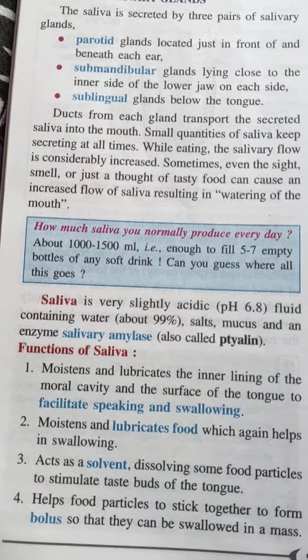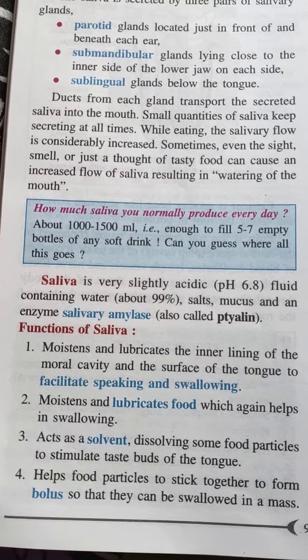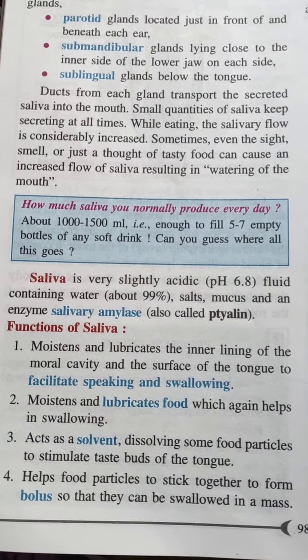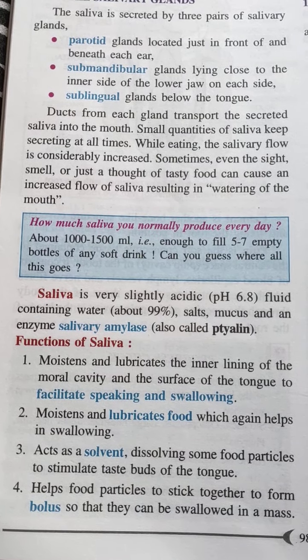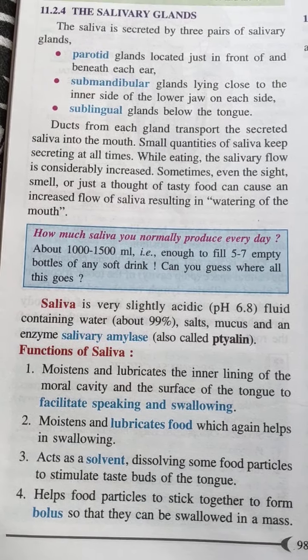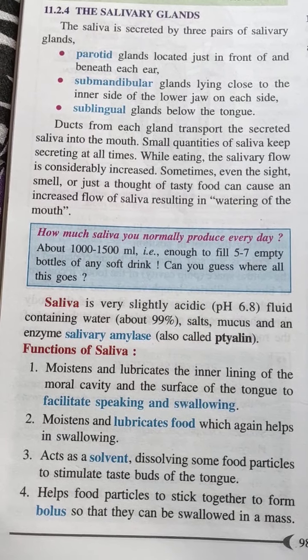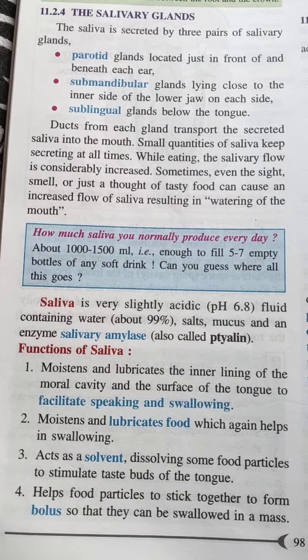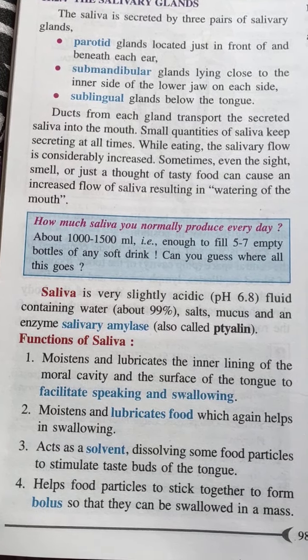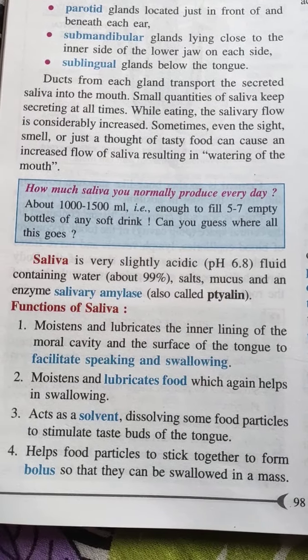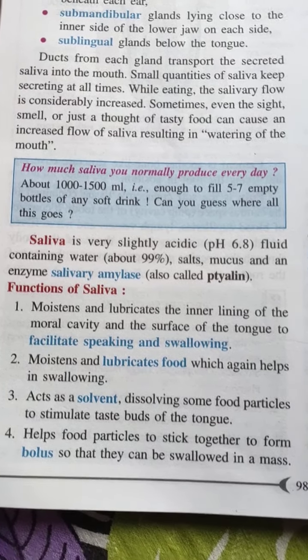Now, what are the functions of this saliva? Saliva is very important for us to digest the food. First of all, it moistens and lubricates the inner lining of the mouth cavity. It's a printing mistake. It's written moral cavity, it should be mouth cavity. And the surface of the tongue, to facilitate speaking and swallowing. It moistens and lubricates food, which again helps in swallowing.